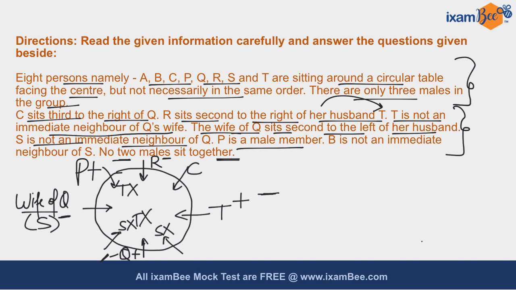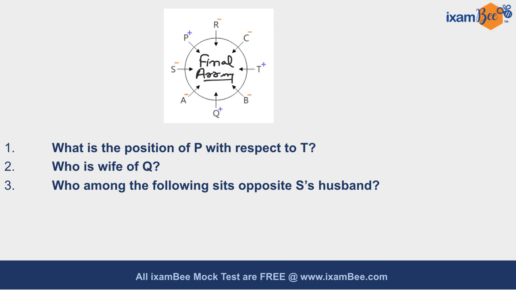Now it is given to you that B is not an immediate neighbor of S, so I can place B over here. Also, I know that no two males sit together, so the gender of B is female, and the remaining person left out is A, and the gender of A is also female because we know that two male persons cannot sit together. So this is our final arrangement, and basis on this let us answer some questions.